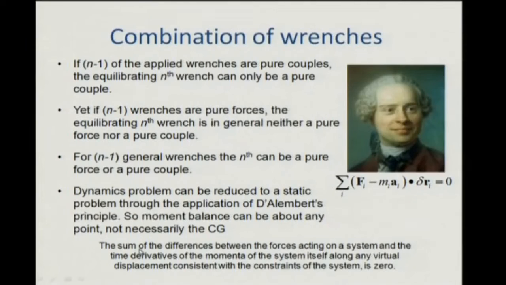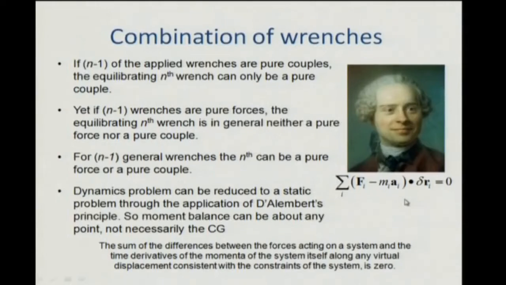So that is what his thing is, and his basic statement was that the sum of the differences between the forces acting on a system and the time derivative of the momentum of the system itself, so you take the forces and you take mass times acceleration, which is the momentum. Now, if you take the component along the possible motion direction, then that dot product has to be equal to 0. Based on this, you can go through and derive more dynamics. But this is a fundamental thing which he proved, which is what makes it so interesting.